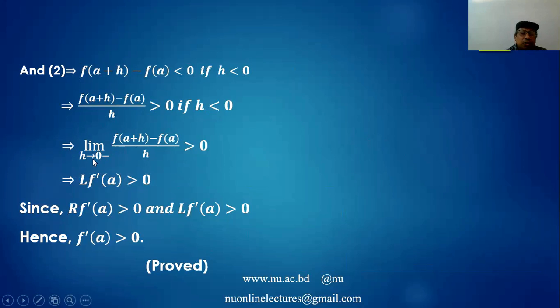In the limit h tends to 0 with the negative sign, this indicates the left hand, so f of a plus h minus f of a divided by h is greater than 0. This indicates the left hand derivative, so L f prime of a is greater than 0. Since the right derivative is greater than 0 and the left derivative is greater than 0, hence f prime of a is greater than 0. Very interesting problems.